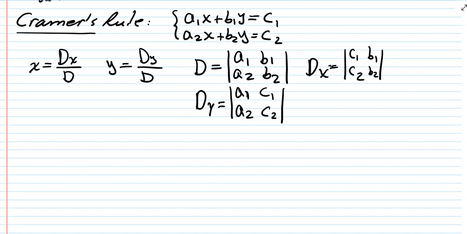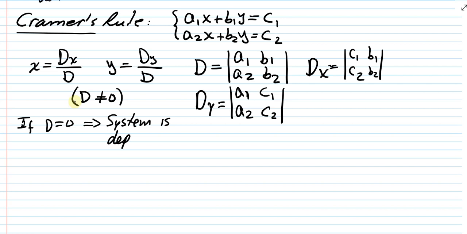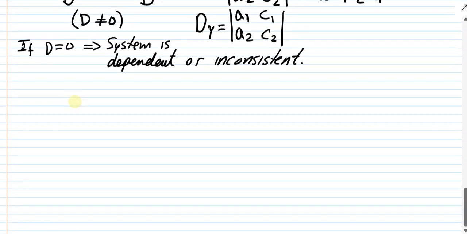Now, the assumption, of course, because you're dividing by D here, is that D is not 0 in order for this to yield a solution. If D is 0, let me put that as a note. If D is 0, what would that mean? That means the system is either dependent or inconsistent. In other words, you could have infinitely many solutions or no solution. All right.